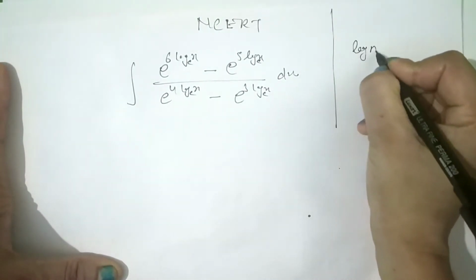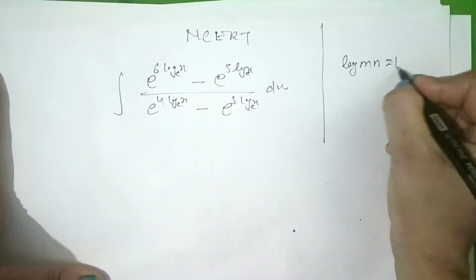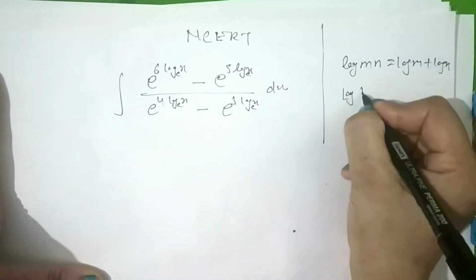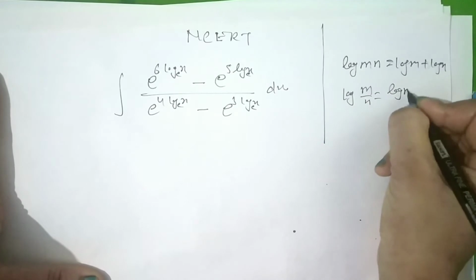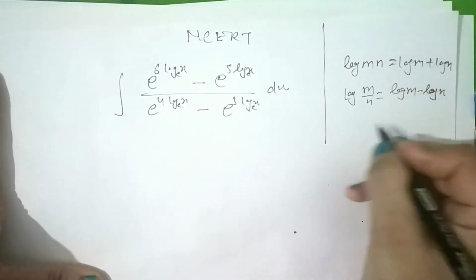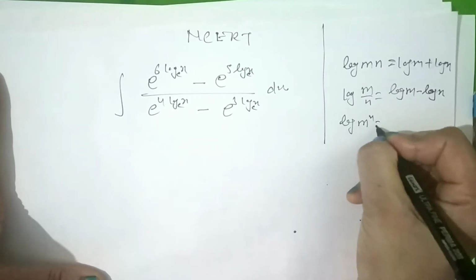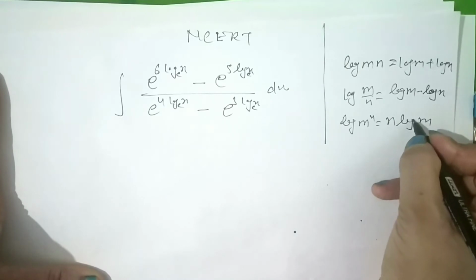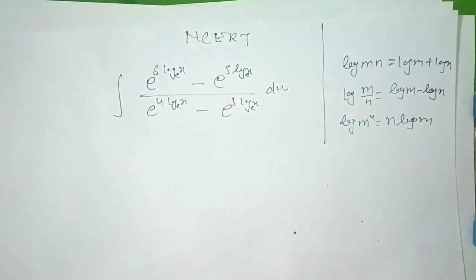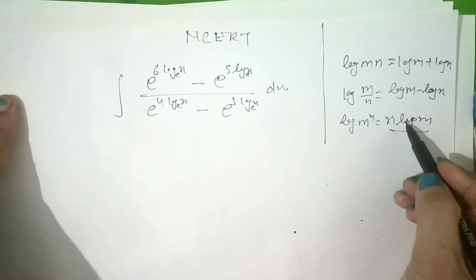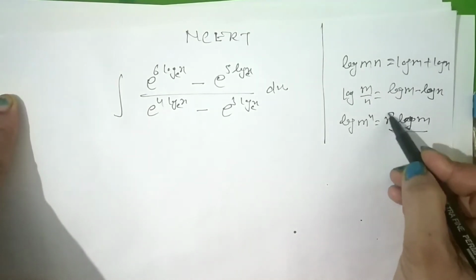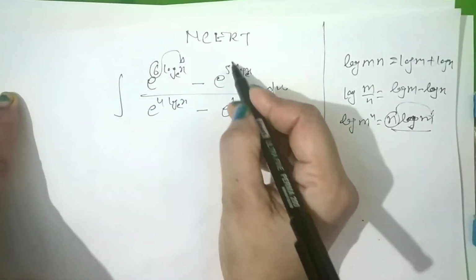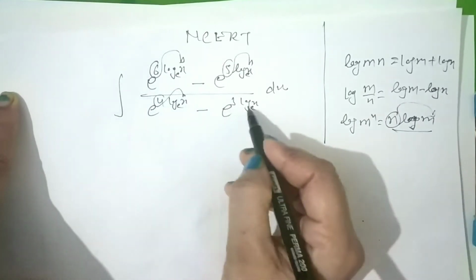The formulas of log are: log of m into n can be written as log of m plus log of n, whereas log of m upon n is log of m minus log of n. Then log of m raised to power n is n into log of m. These are all the formulas that we are going to use here. The first one is this one. If log is multiplied by some number, that can be written in the power form. So now we have to write this as a power everywhere where the log is given.